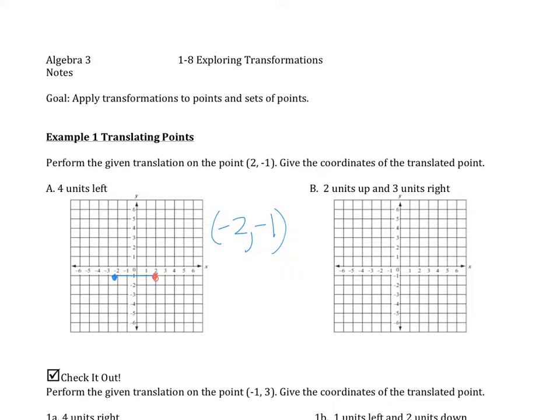How about, first off, I'm going to graph the point. How about when I move it 2 units up and 3 units to the right? Okay, 2 units up, 1, 2, 3 units to the right, 1, 2, 3, and the new point is (5, 1).